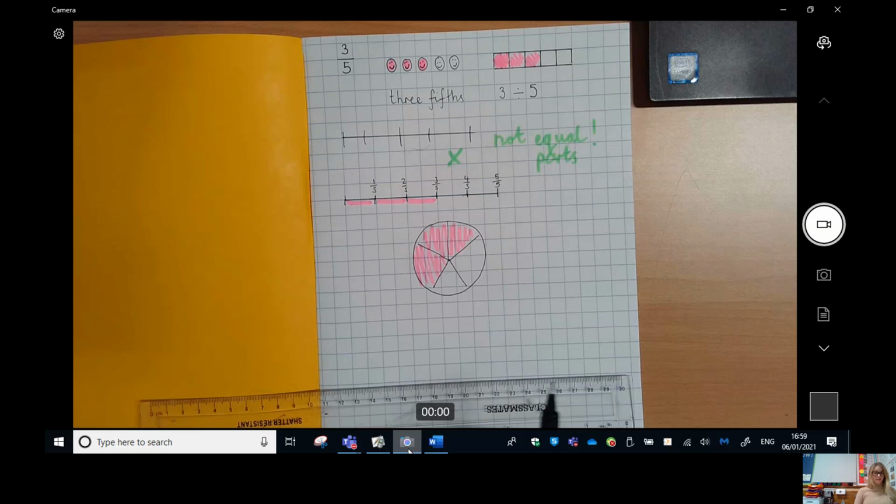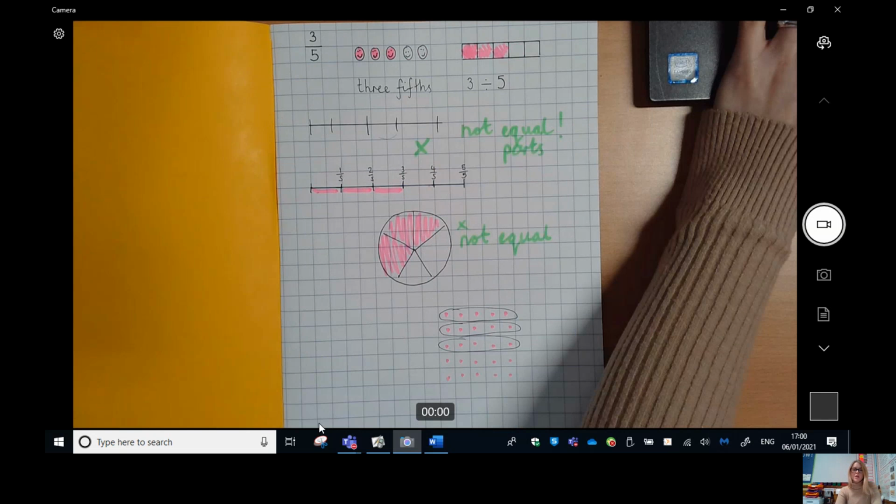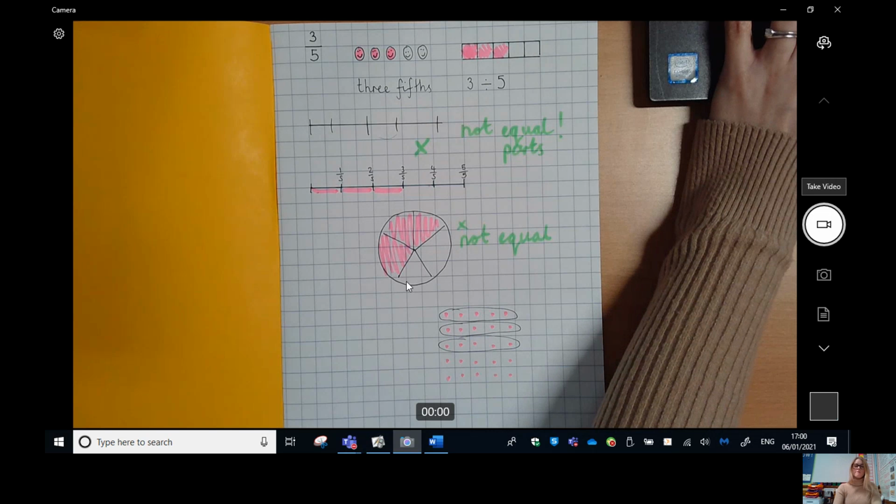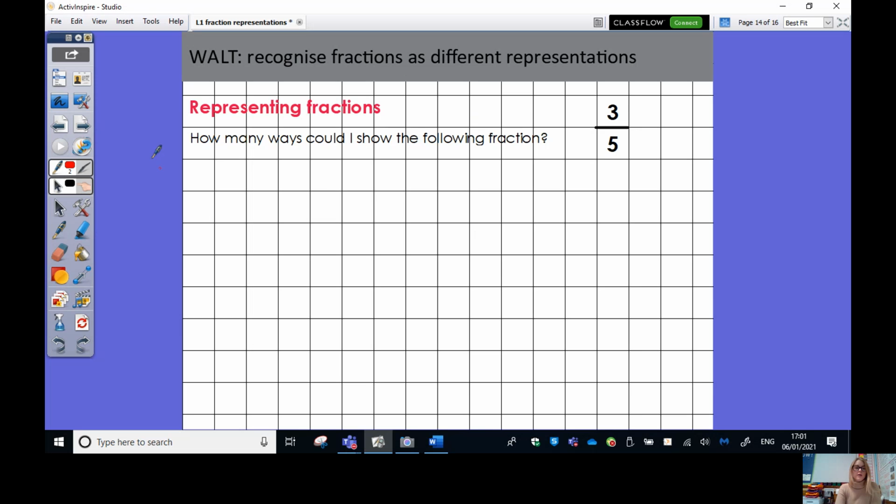3/5 of 25 is 15. So I can begin to use this to help me to work out my fractions of quantities. Okay, so let me pop back onto the slides. So when you get to reply, you're going to be doing something very similar to this and writing your own representations. Now be creative. You might be able to come up with lots of great things to show the different fractions that I've given you.